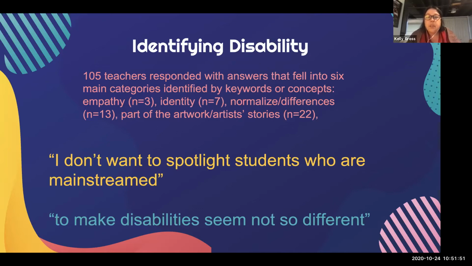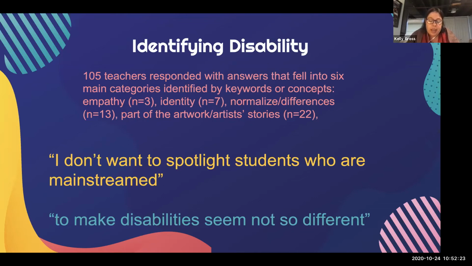I realized I didn't put the numbers for success, perseverance, and overcome, which was 45. That was the largest category, and do not identify was 12. For those who chose to give a reason why they do not identify an artist's disability, responses fell into 2 main categories. First, some teachers clearly stated they did not want the artist defined by disability, and other teachers worried about drawing attention to students with disabilities in their classroom, stating, "I don't want to spotlight students who are mainstreamed."